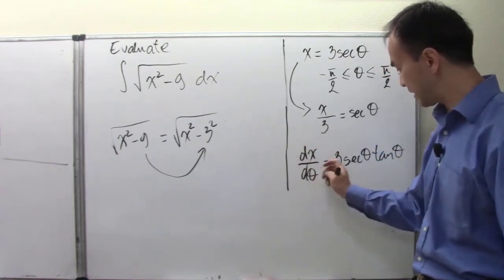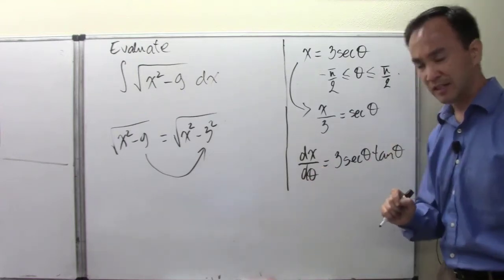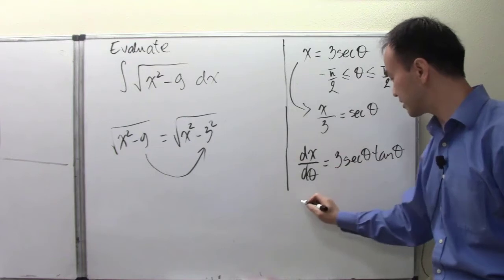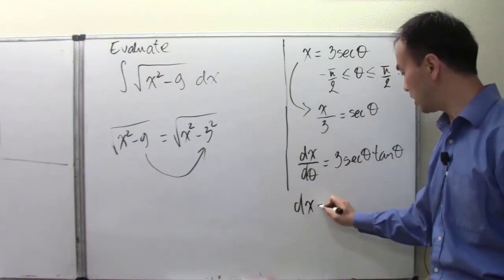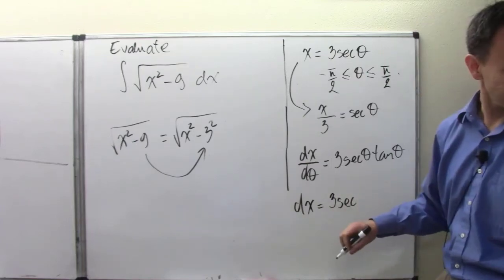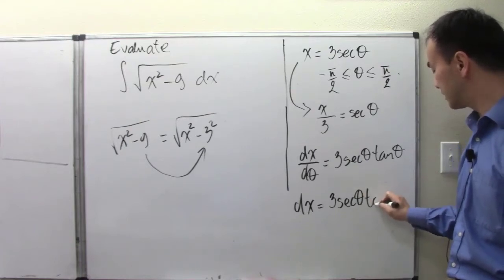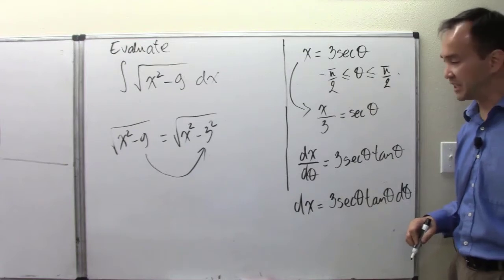So that means I can multiply this d theta expression to the other side of my derivative here, of my equation here. So now I'm going to produce dx equal 3 secant theta times tangent theta times d theta. All right, times d theta.